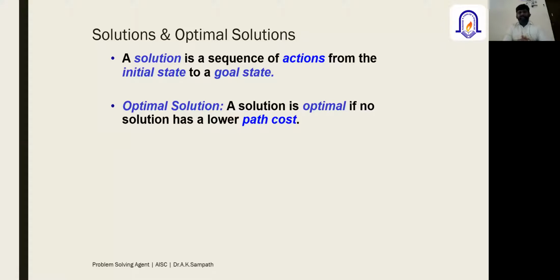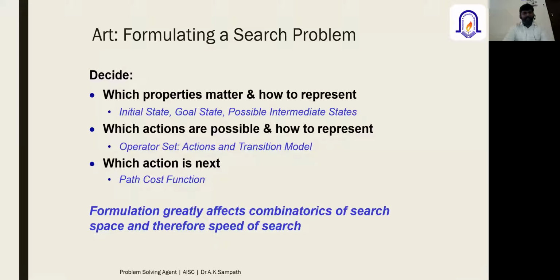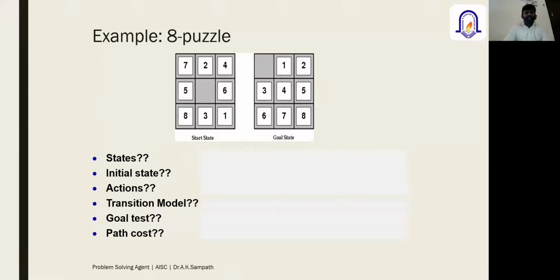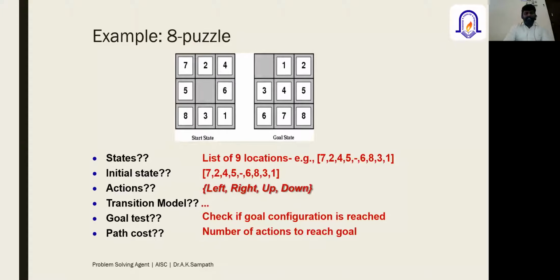And what is called an optimal solution for the problem is that a solution is optimal if no solution has a lower path cost, or I could say the solution which has the least path cost. So that will be considered the optimal solution for the given 8 puzzle problem. Right? The same thing, with different explanations.